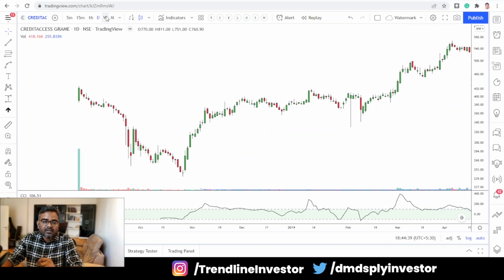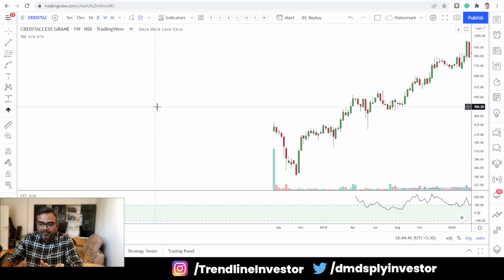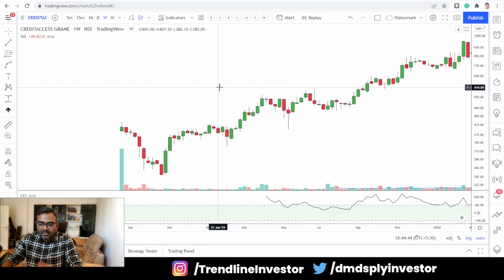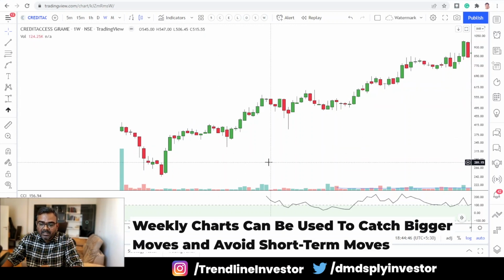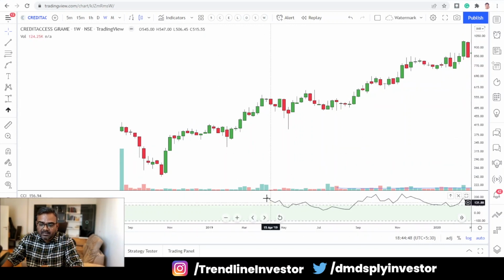Or if you want to avoid whipsaws, then go to the weekly chart. You apply the same logic, right? On the weekly chart, you want to wait and see when the stock is crossing above 100. For example, since I don't have much data, CCI starting from here, let's start at this point, right? So CCI has crossed above 100 at this point, right?